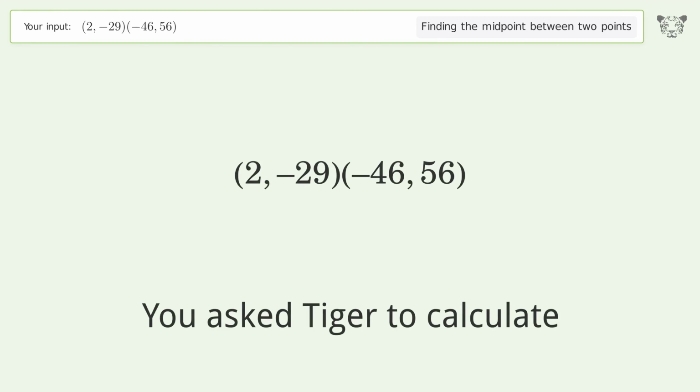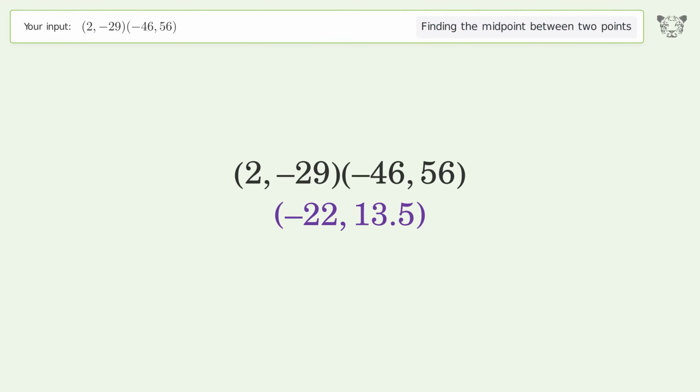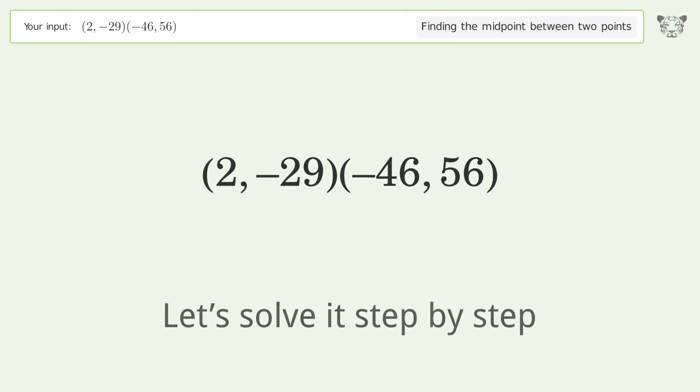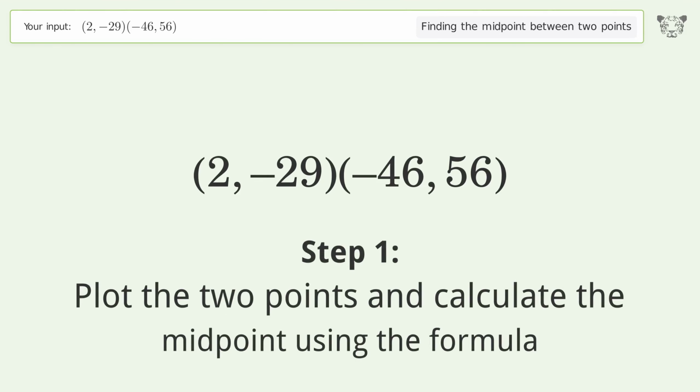You ask Tiger to calculate. This deals with finding the midpoint between 2 points. The midpoint between the 2 points is -22, 13.5. Let's solve it step by step. Plot the 2 points and calculate the midpoint using the formula.